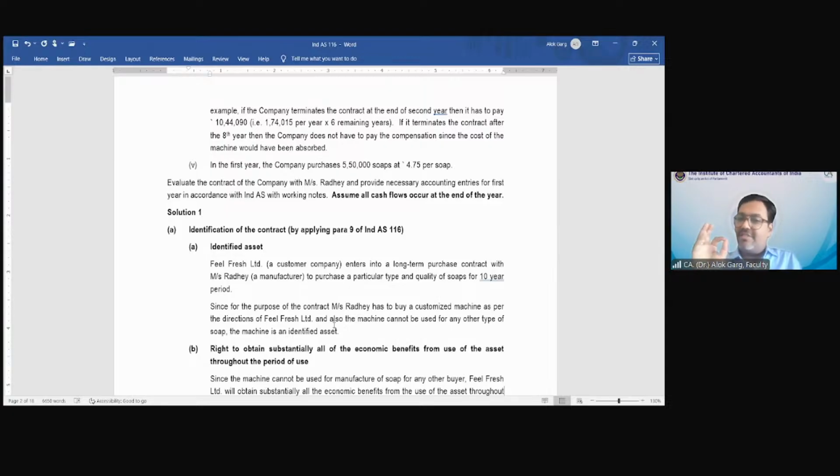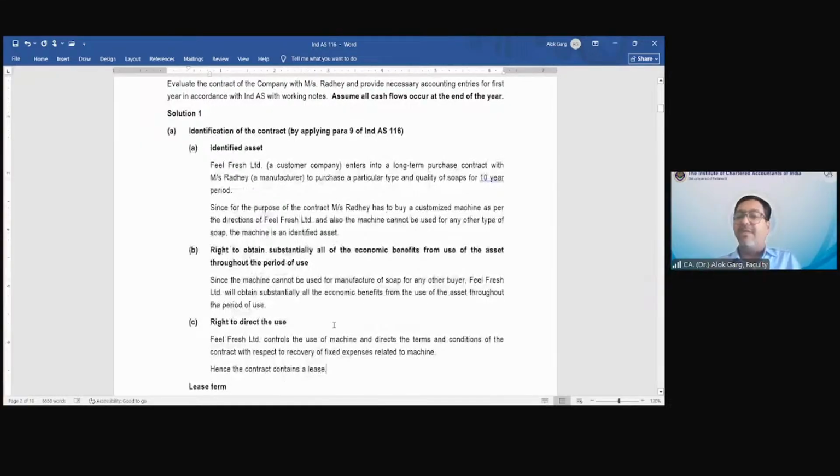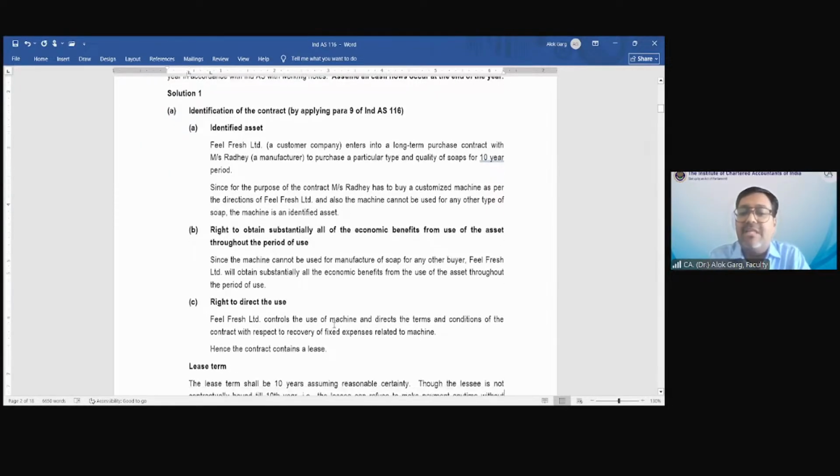Okay. So this is an identified asset. Who has right to obtain all the economic benefit from the use of the asset? Who has? Feel Fresh. The company has. Okay. So even the output cannot be produced for the other customer from this machine. Okay. And who is directing the use? The company Feel Fresh. Lessee is directing the use. So this is an identified asset. Right to control the use is also lying with the lessee, who is the Feel Fresh. And hence it contains a lease. What is the lease term?